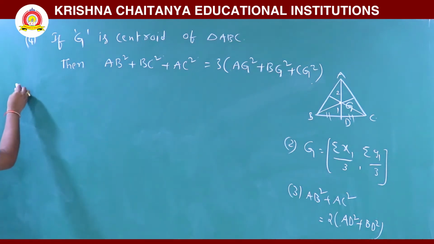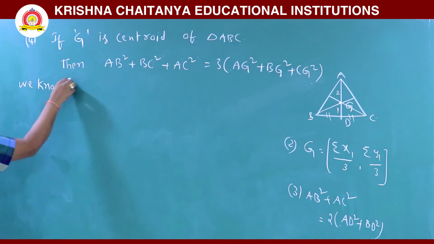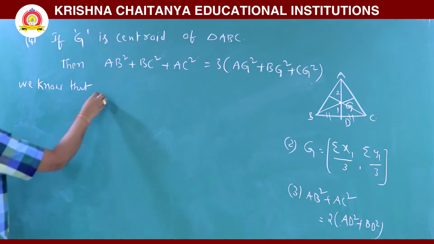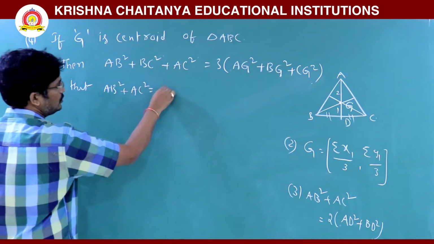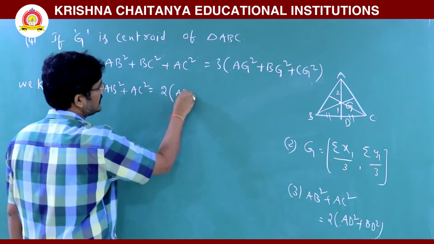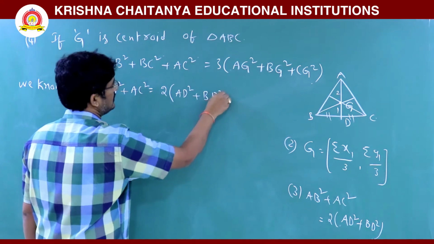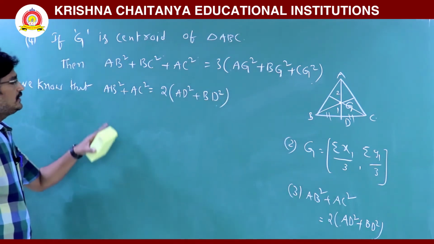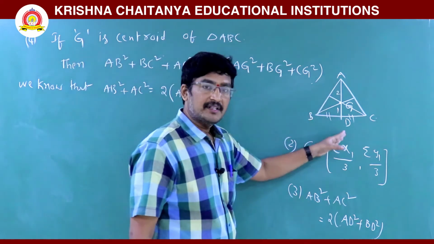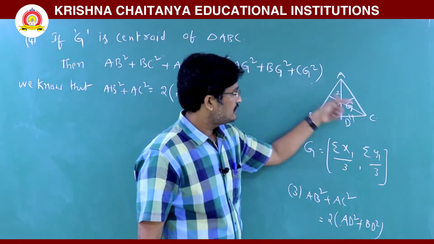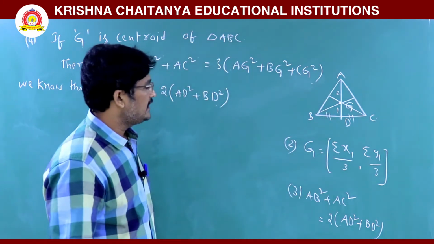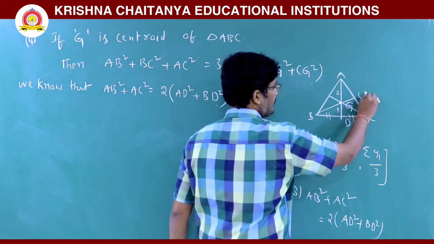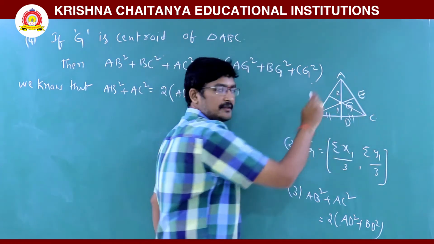Already you know that AB square plus AC square is equal to 2 times of AD square plus BD square. So if AD bar is a median of the triangle, then AB square plus AC square is equal to 2 times of AD length whole square plus BD square. Suppose you take the BE bar median. Listen to me carefully. This is BE bar. This is also a median.